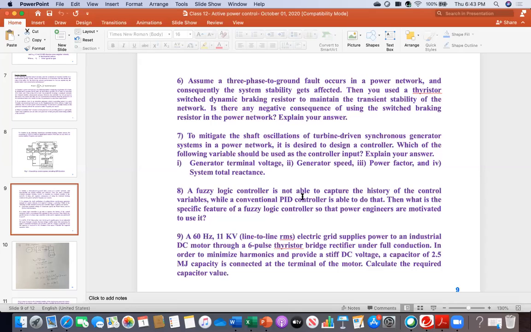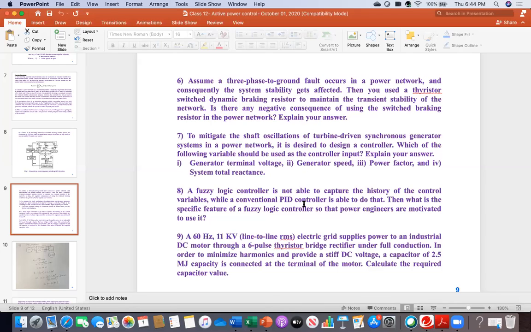A fuzzy logic controller is not able to capture the history because it is just based on simple logic. It is based on if-then. Like if there is a lot of cold outside, then I will not go outside. If it is too much hot, then I will not go outside. That is the meaning of the fuzzy logic controller. It is simply based on arithmetic and if-then logic, which is called fuzzy rule.